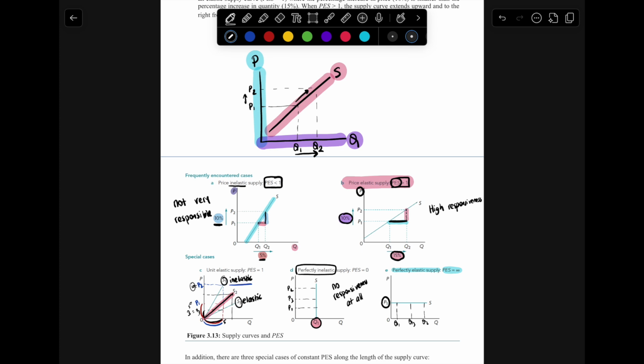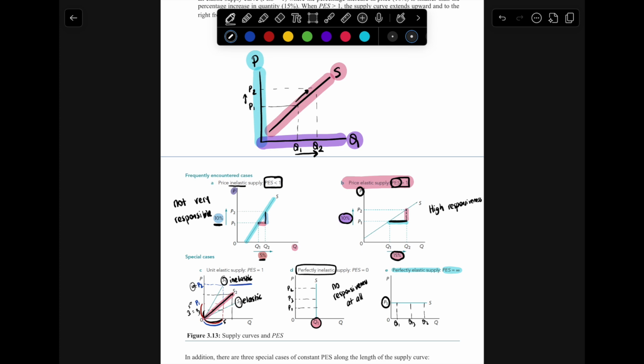The first graph I will look at is the price elastic supply. So in price elastic supply, the PES is larger than 1. Because if the producers are elastic, they are more responsive. So if the prices change, they change the quantity supplied even more. So looking at the graph, you can see that the quantity increases a lot. The quantity increased by 15%. However, the price only increased by 10%. So the quantity increase is much larger than the price increase.